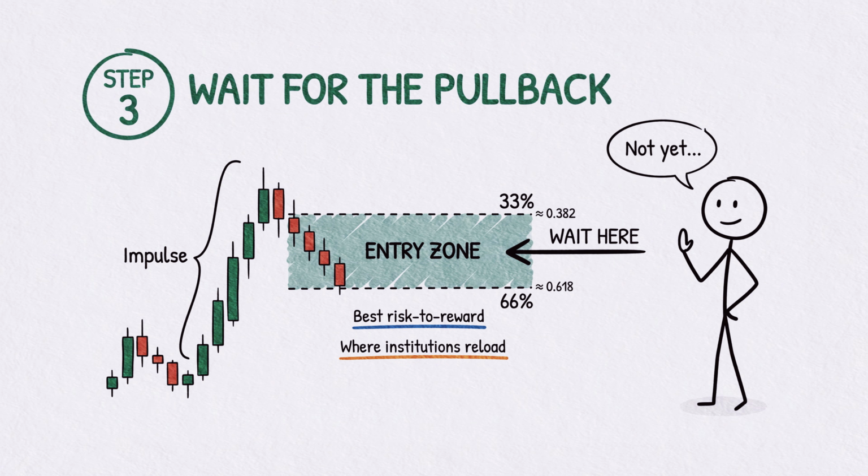Step 3. Wait for the secondary reaction. Don't chase impulses. Wait for the pullback. Dow observed that secondary reactions retrace 33 to 66% of the previous impulse. If you use Fibonacci, that maps to your 0.382 to 0.618 zone. This is where institutions reload and where your risk to reward is best.